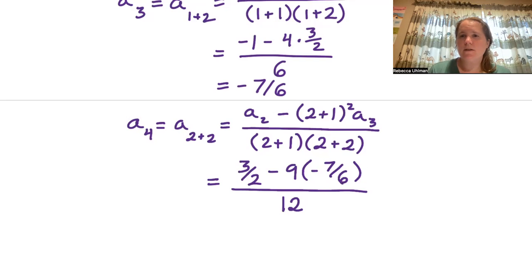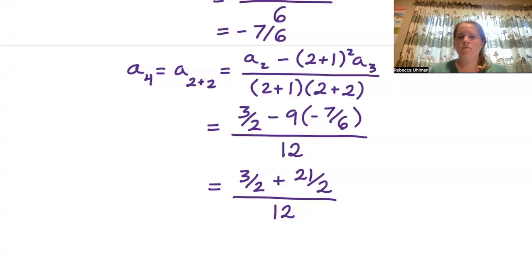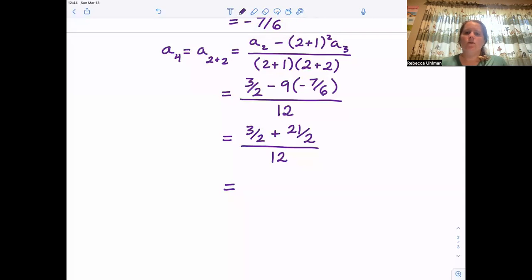3/2 plus 21/2 is just 24/2, or 12. Divided by 12 is simply 1. I apologize. I think I need to use the other version of connecting. All right, hopefully this will work better. So again, 3/2 plus 21/2 is 24/2, or 12. Divided by 12, we're just looking at 1. So we have our A4.